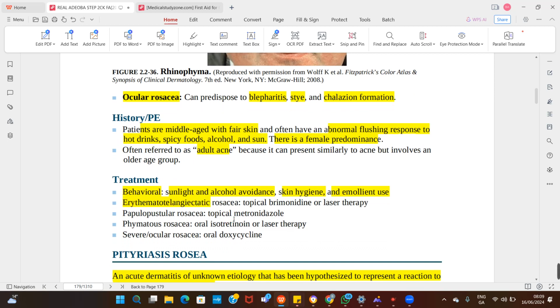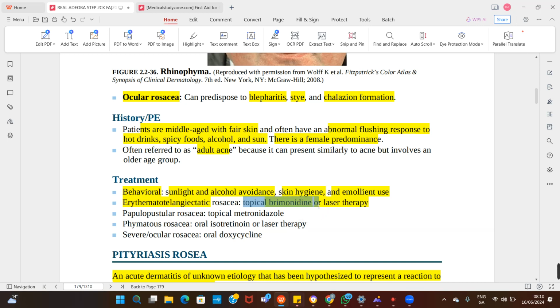erythematotelangiectatic. So here you just have vasodilation of vessels causing the formation of the telangiectasia and the erythema. So what you want to do is just to give an alpha 2 agonist. So if you give an alpha 2 agonist, it's going to constrict the vessels and they are going to minimize the vasodilation. That's how I look at it. So an example is brimonidine. So when you give brimonidine, it's going to take care of the erythematotelangiectatic form. Or you can give laser therapy if that doesn't work.